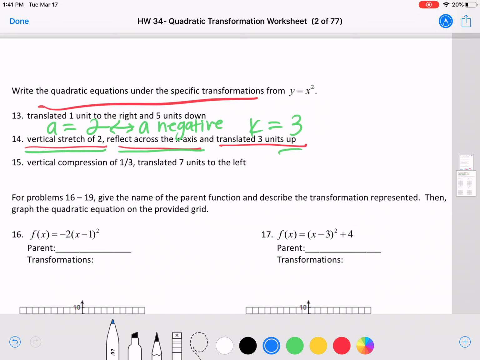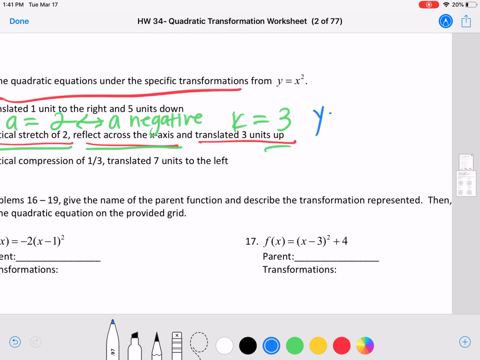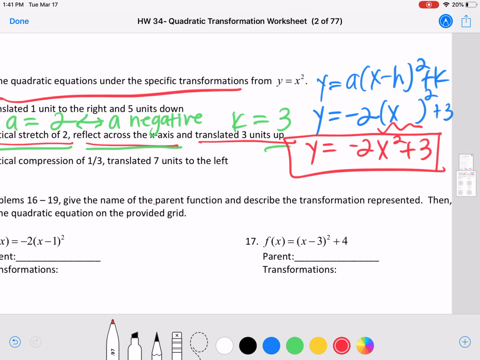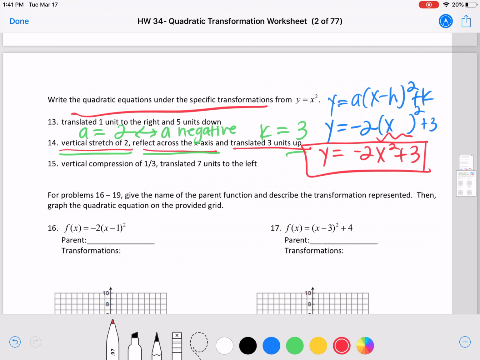So when I write my answer, I'm going to take all of this, put it together, and say y is equal to negative 2, because that's my a, times x. And by the way, I'm writing this in vertex form, which is this to remind you. I know k is 3, so I'm going to put plus 3, but I don't have an h value, so you don't write one, okay? If I don't have anything in parentheses, you could drop the parentheses and say y is equal to negative 2x squared plus 3, and this would be your answer for number 14 on the homework.